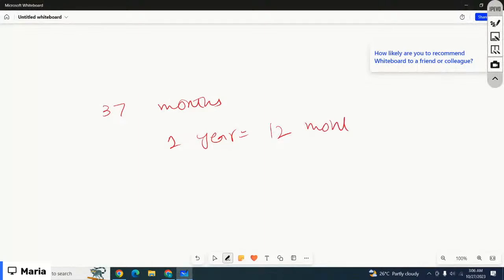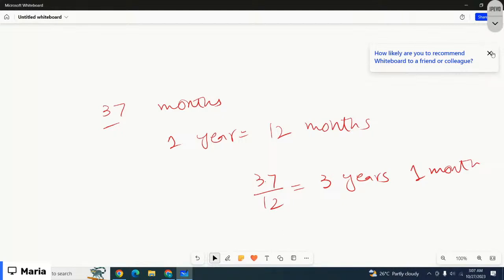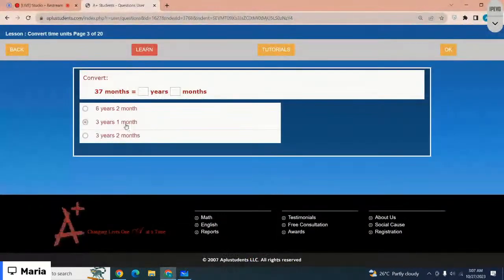So just divide 37 by 12. 12 times 3 is 36, which means you have 3 years. You are still left with 1, and that 1 is the month because you have 37 months. So 37 months equal 3 years and 1 month. The correct option is 3 years and 1 month, option number 2. Got it?